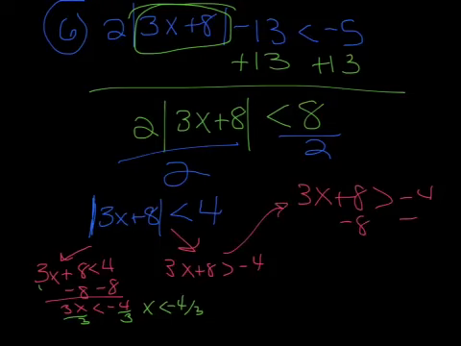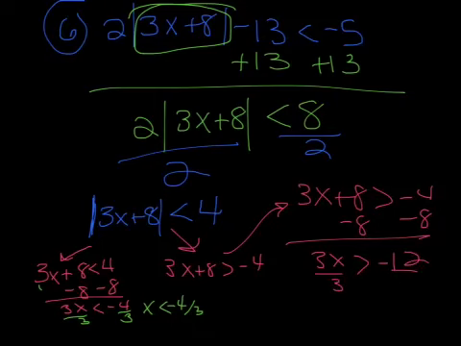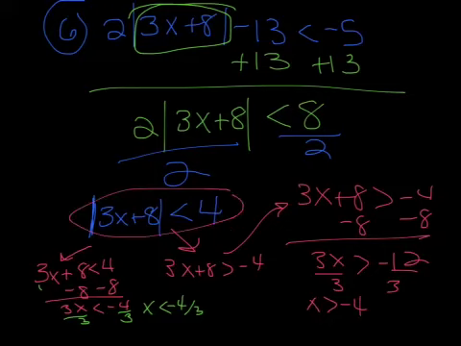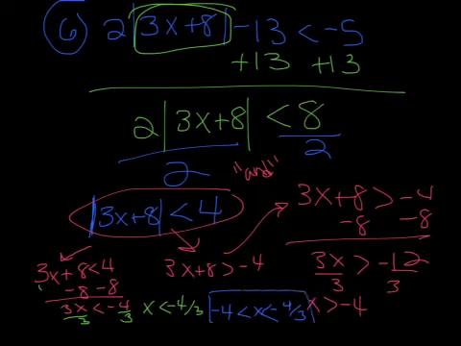I will subtract 8 from both sides. I get 3x is greater than -12, which gives me x is greater than -4. So if you notice back on this part right here, I had the absolute value was less than, which means that it's an and. And don't forget with an and, you need to make sure that you write it as one inequality. So I start with my -4. I end with my -4/3. Put the x in the middle. This is going to be less than, this is going to be less than, and that's my answer for that one.